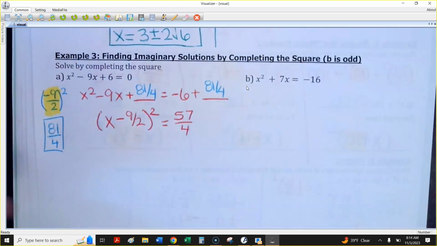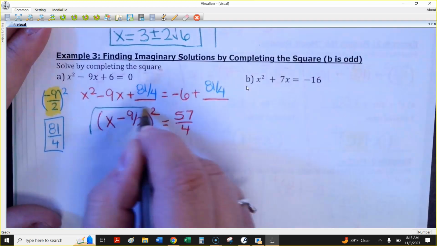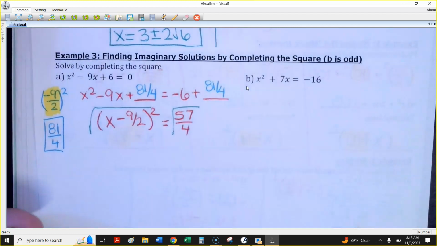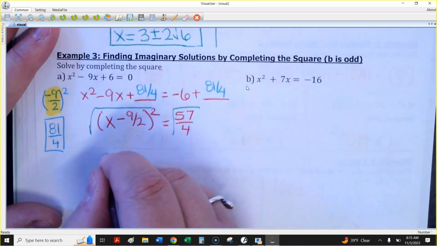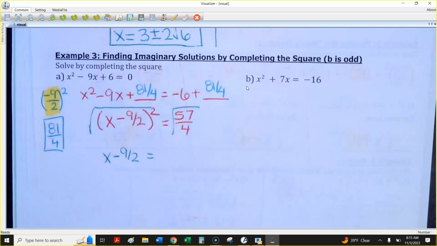Now, here's the reason that you want this as a fraction, okay? I'm going to take the square root of both sides, and you're like, oh, Miss Grody, this is garbage. It's not that bad, I promise you. We're going to take square root of both sides. All right, now, x minus 9 over 2 left over here. 57 does not break down under a square root.